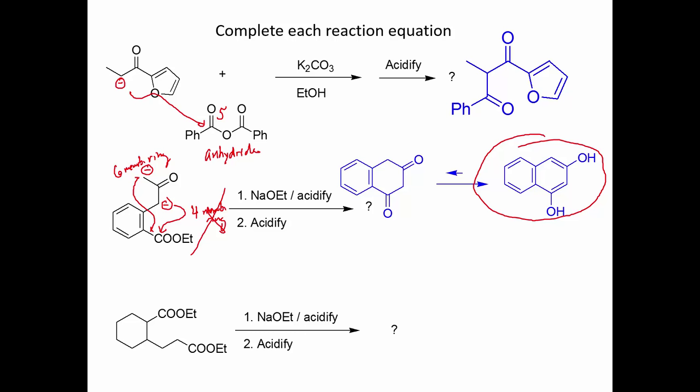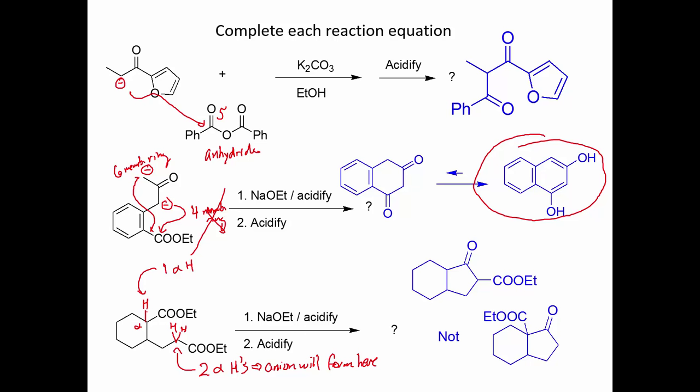Okay, last one. This is an example of the Dieckmann condensation. And if we look at the alpha positions, the positions alpha to the ester, recognize that this one has two alpha hydrogens. This one only has one alpha hydrogen. So the anion is going to form here. Okay, and the product that we're going to get is the product at the top. We're not going to see any of this second compound at all. Okay, again, because we can never form the really stable anion that's driving this reaction to completion.